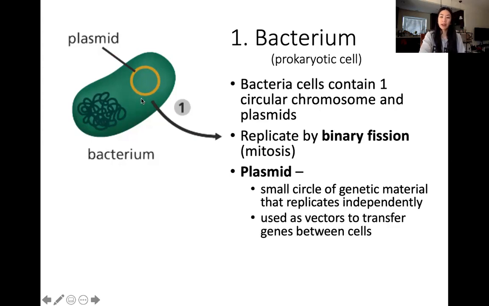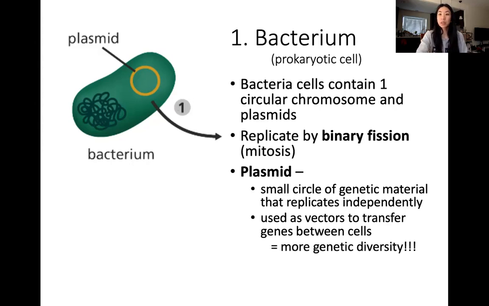They are used as vectors to transfer genes between cells. So the term vector is kind of like sending or movement. So these plasmids, they can pass on plasmids between bacteria cells, or bacteria cells can take them in from the environment.